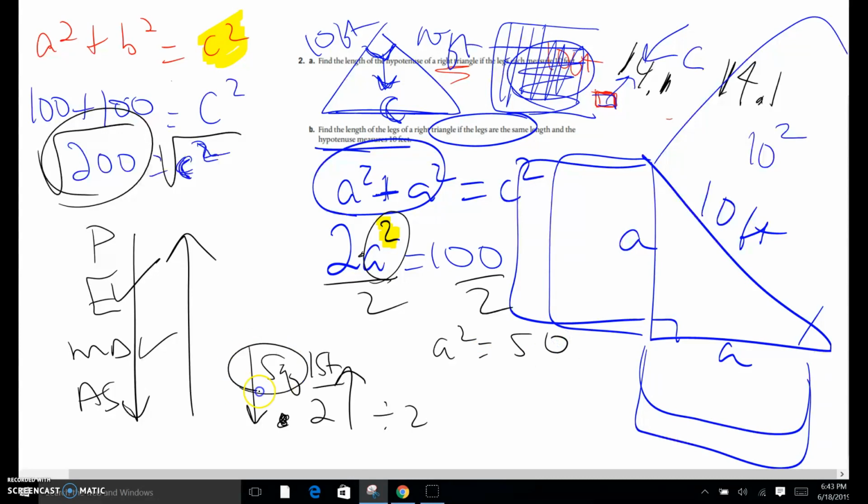And to get rid of squaring, I would square root. So I'm going to square root both sides. And if you square root a square, you just get back to A. These kind of cancel each other out. And so A equals the square root of 50, which is an exact answer. If I want an approximation, I'm going to use my square root key on my calculator, and I get about 7.07 feet.